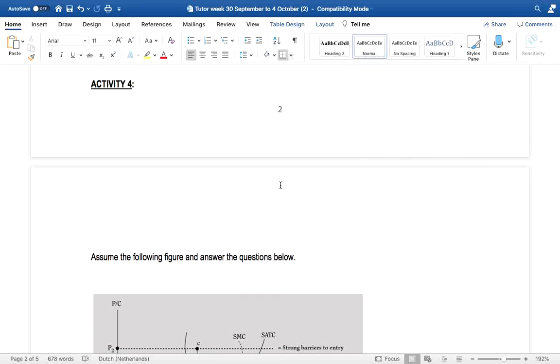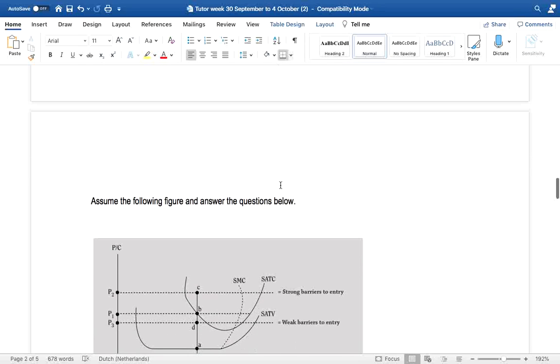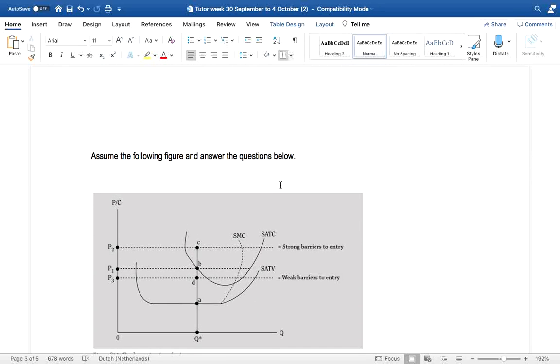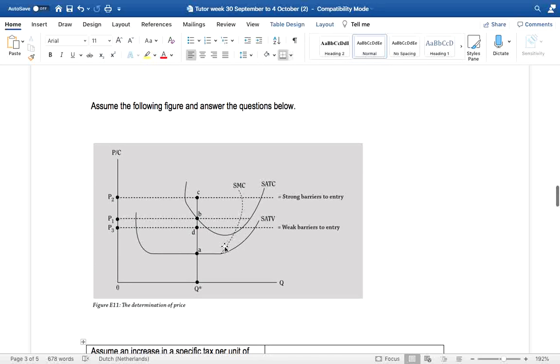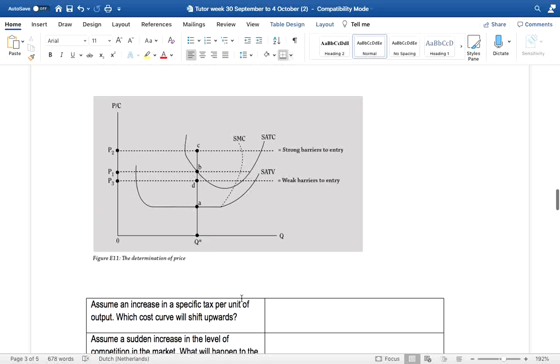Hi everyone, so this week we want to be looking at activity 4 and activity 5. So assume the following figure and answer the questions below. We're given this figure, and then we have our short run marginal cost curve, and then we have our short run average total cost curve. We have our short run average total variable cost curve there as well.